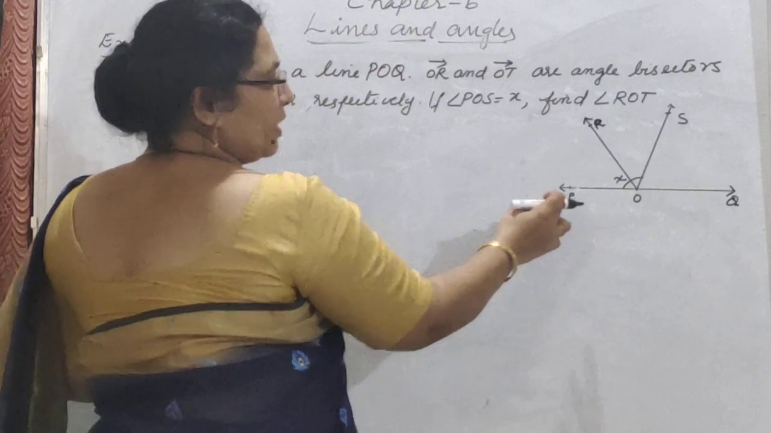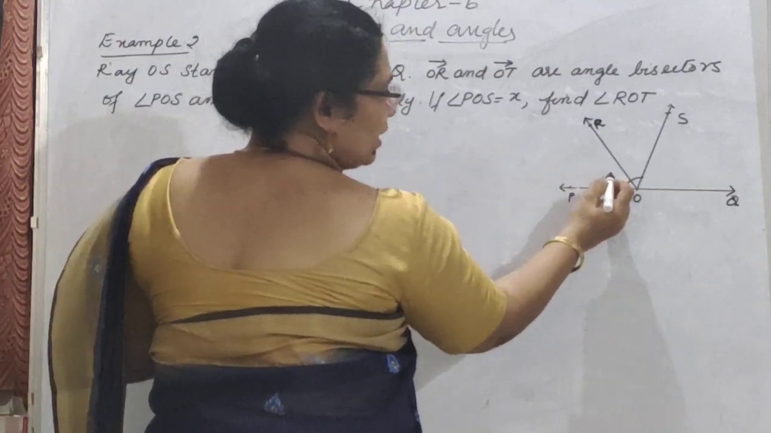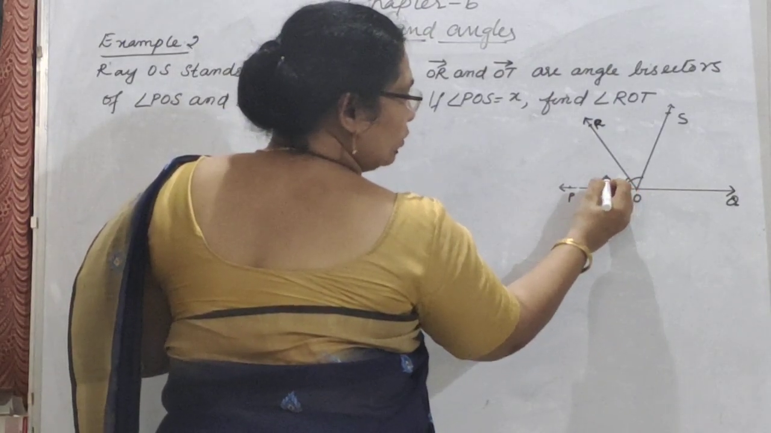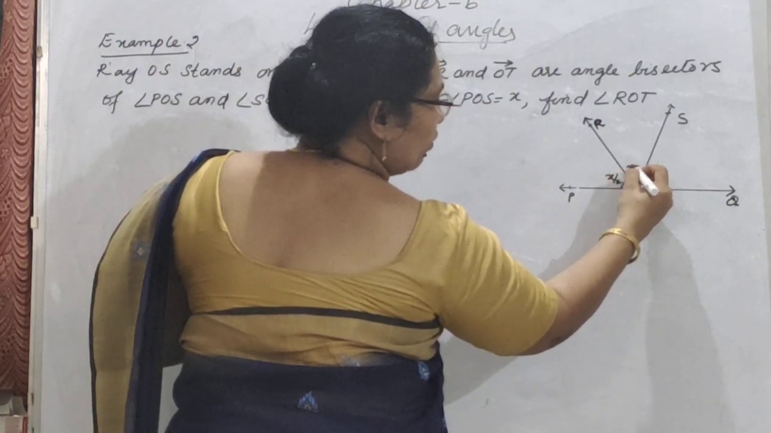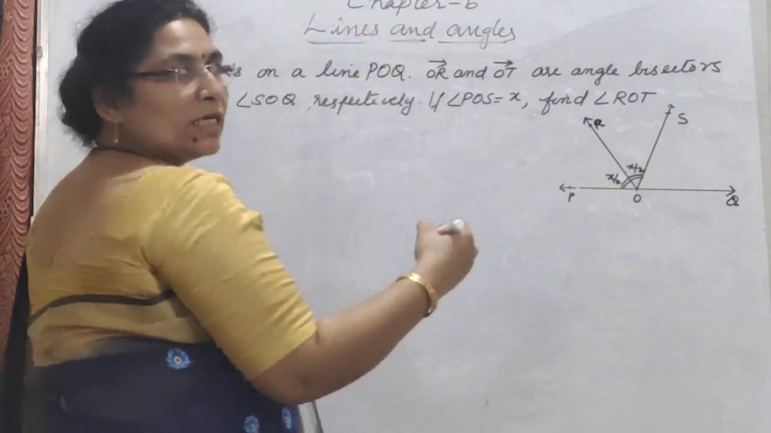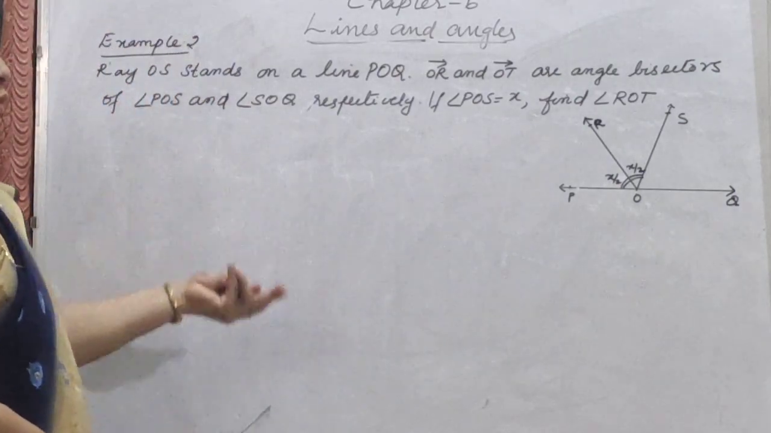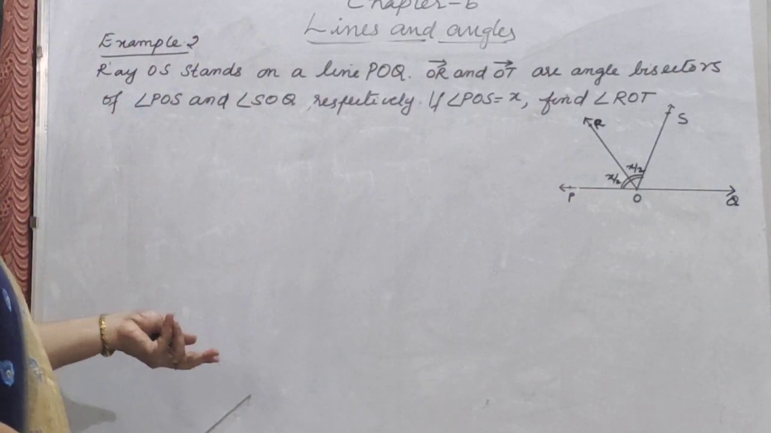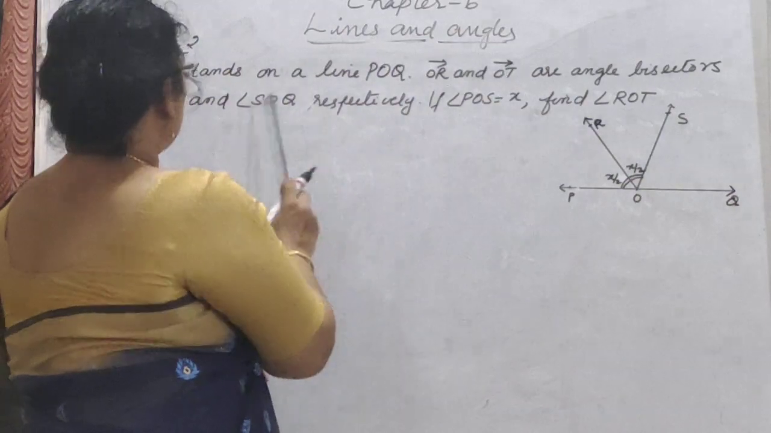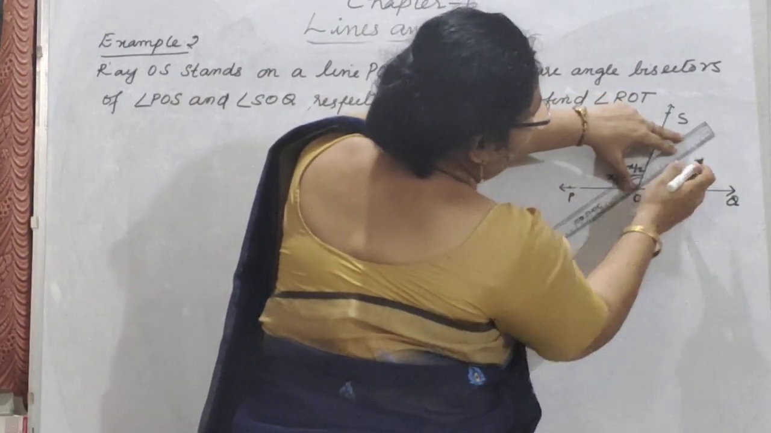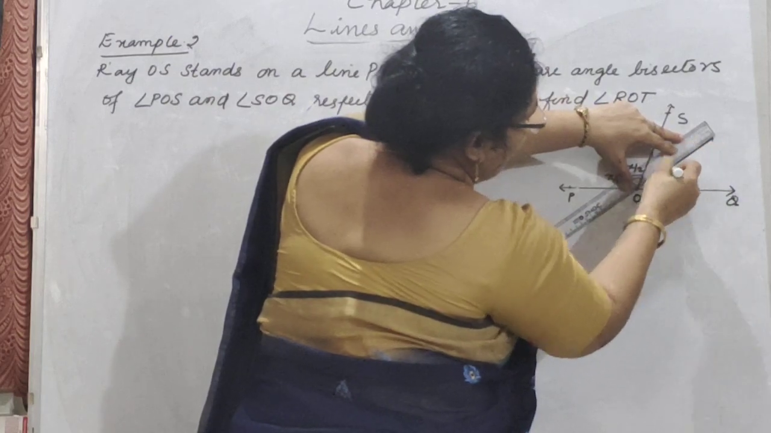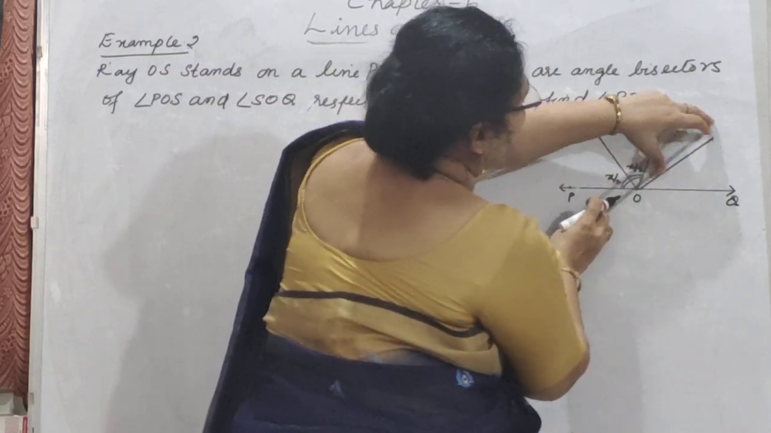See, if it is a bisector, what is the value of this angle? It is equal to x by 2, and similarly it is also equal to x by 2. Previously the whole angle is x, now it is a bisector, equally divided. Now OT is the other bisector of which one? SOQ. So here we are doing the other bisector, that is OT, right?